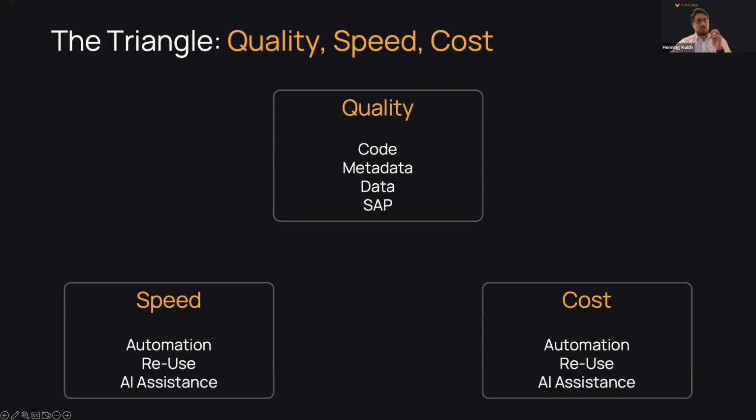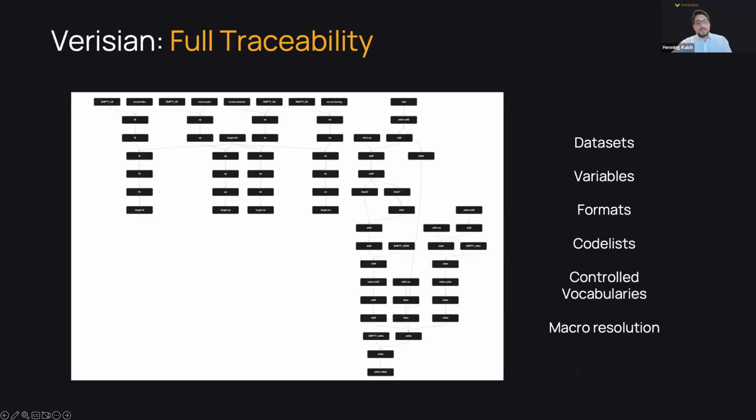So the quality we're going to improve by working on code, working on metadata, working on data, and ensuring quality and adherence to the statistical analysis plan. And when it comes to speed and cost, these are a little bit easier to understand, of course. So we're going to try to use as much automation as is possible, as much reuse as is possible, and as much AI assistance as is possible.